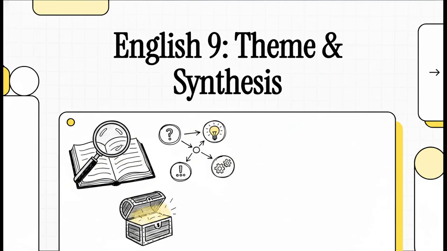Welcome to the Explainer. Today, we're diving into G9, General English 9, Unit 07, Lesson 04. Determine a main idea or theme and synthesize ideas from multiple sources. Think of this explainer as your personal training session for building a true literary detective's toolkit.